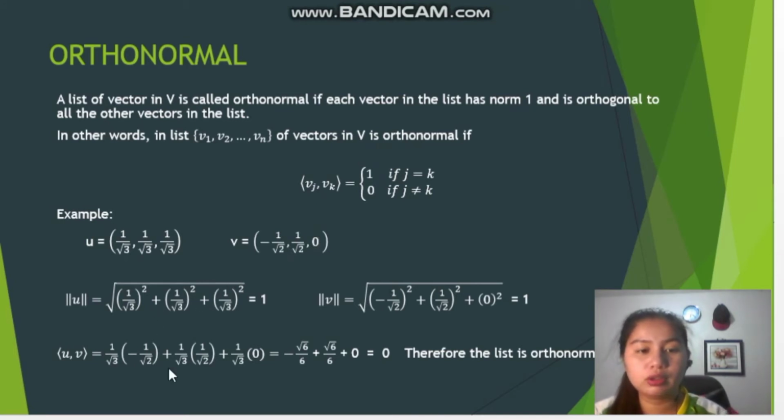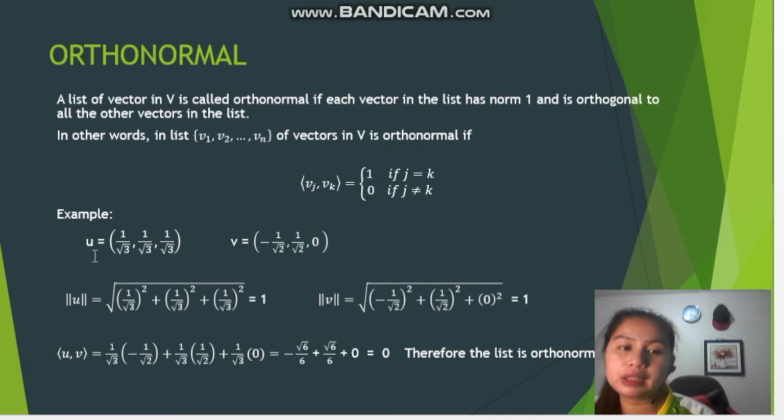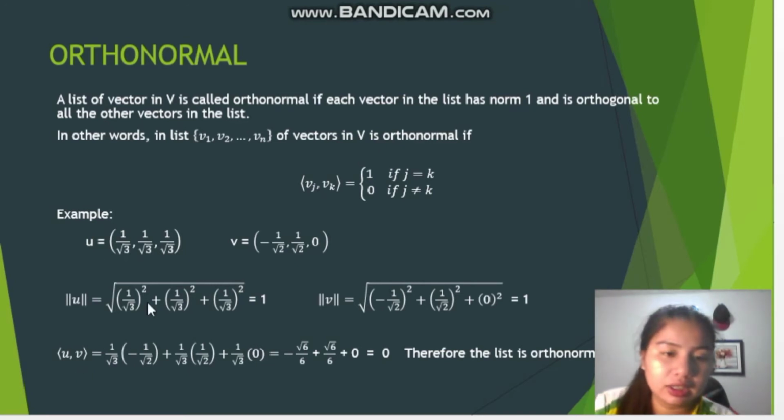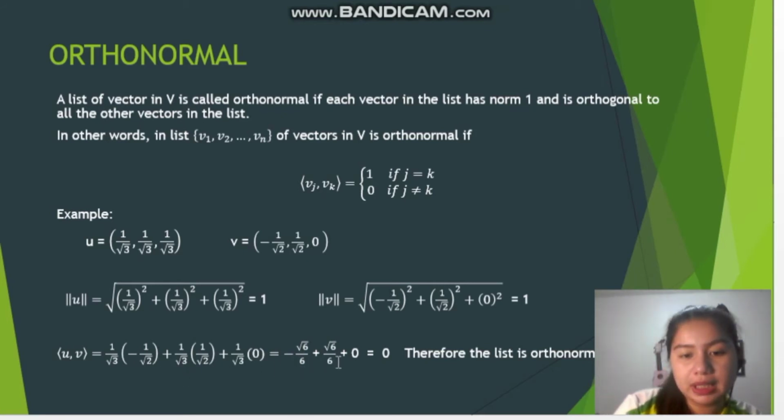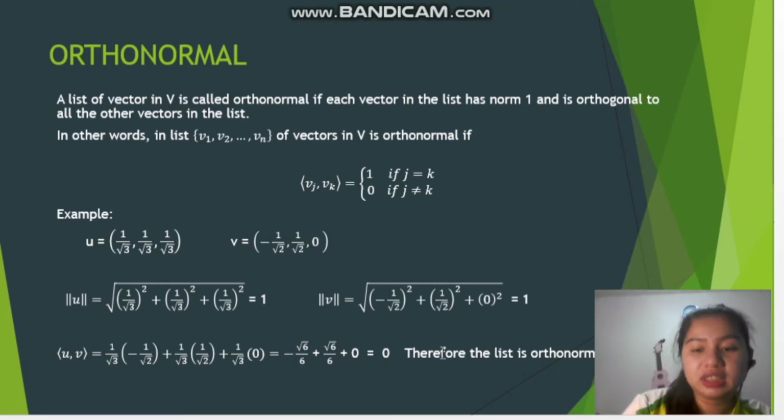Kunin muna natin yung inner product nila. So, the inner product of U and V is 1 over square root of 3 times negative 1 over square root of 2 plus 1 over square root of 3 times 1 over square root of 2 plus 1 over square root of 3 times 0 equals, so we have negative square root of 6 over 6 plus square root of 6 over 6 plus 0 equals 0.